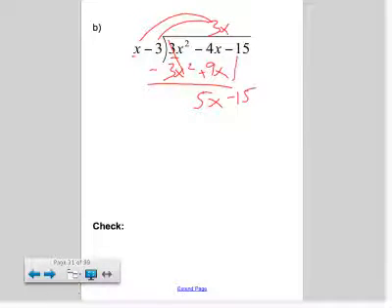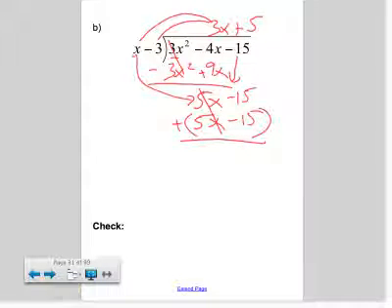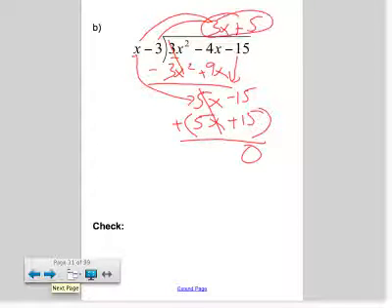And then you got to bring down this 15. X goes into 5x positive 5 times. 5 times x is 5x. 5 times negative 3 is negative 15. Subtract. 5x minus 5x, 0. Negative 15 minus negative 15, plus plus, is also 0. And so this right here is my solution, no remainder.